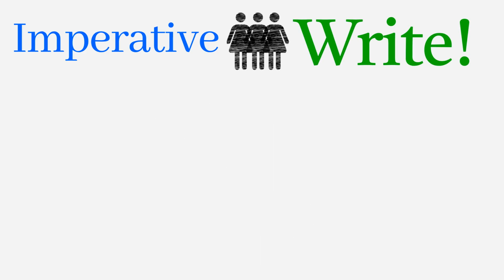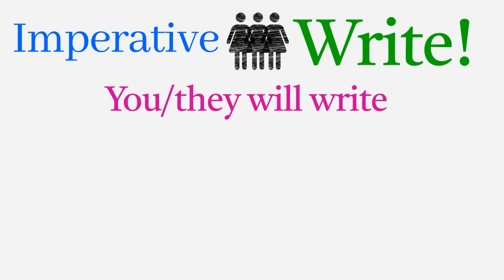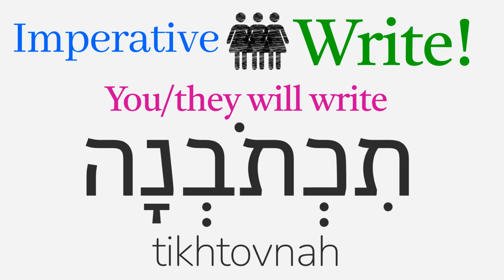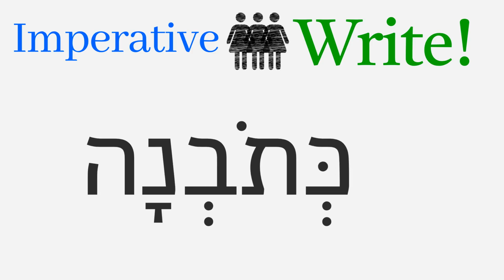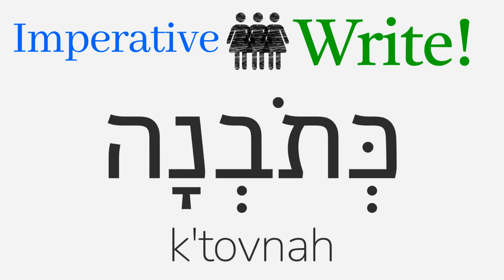The feminine plural form of the imperative can also be made from the future tense, specifically the form used for the pronouns aten, you feminine plural, and hen, they in feminine form. The verb tichtovna, for example, means you will write feminine plural, or they will write in feminine form. We can remove the t prefix from this verb and add a dagesh in the first letter to make ketovna, which is how you order a group of women write.